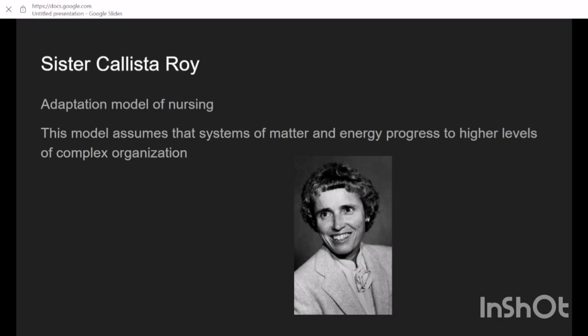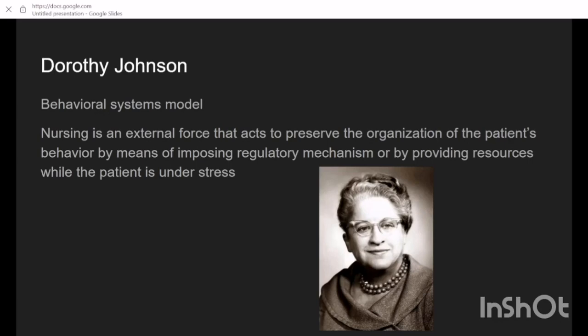Dorothy Johnson, The Behavioral Systems Model. Nursing is an external force that acts to preserve the organization of the patient's behavior by means of imposing regulatory mechanisms or by providing resources while the patient is under stress.